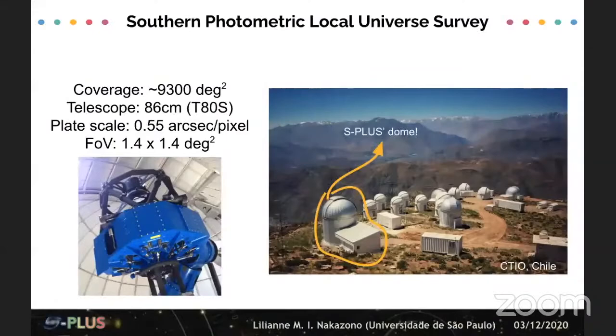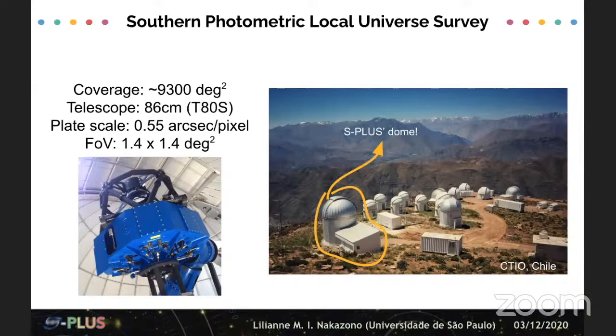S-PLUS stands for Southern Photometric Local Universe Survey. And although there's "local universe" in the name, we are trying to find quasars in these observations, and this is one of the main goals of my thesis. S-PLUS is observing the southern hemisphere. It will cover more than 9,000 square degrees with an 86-centimeter telescope, located at CTIO in Chile.